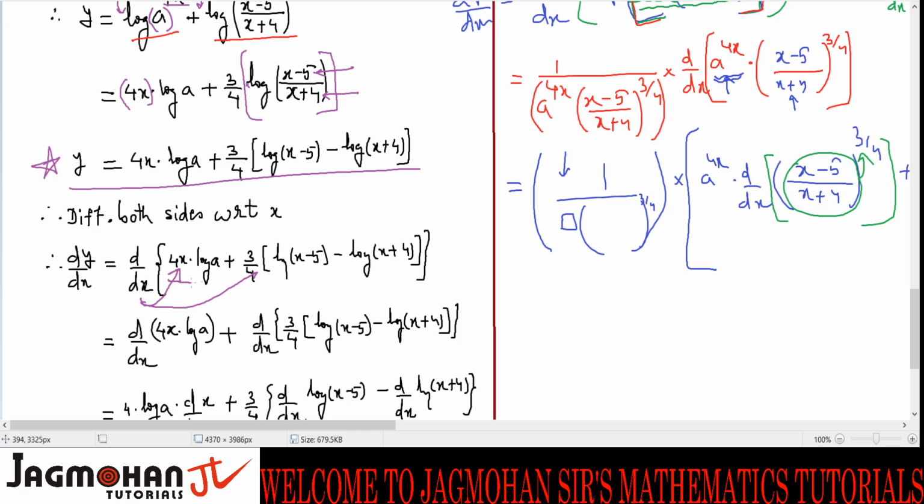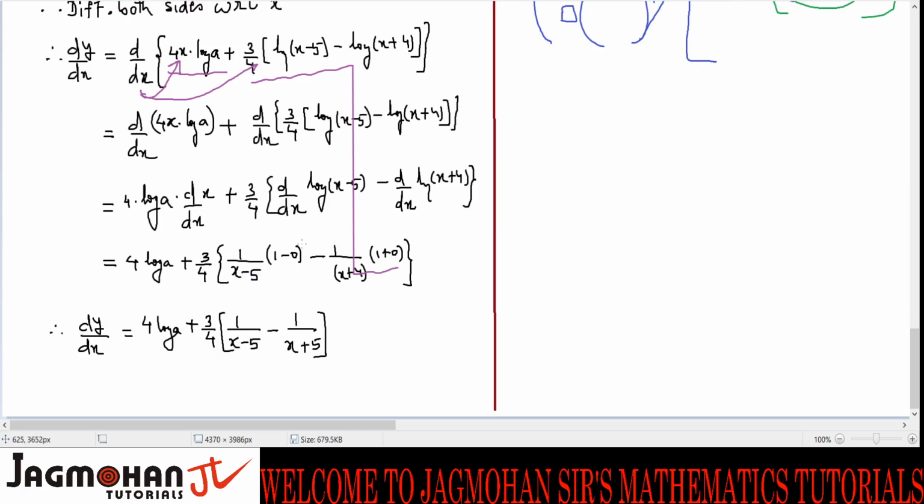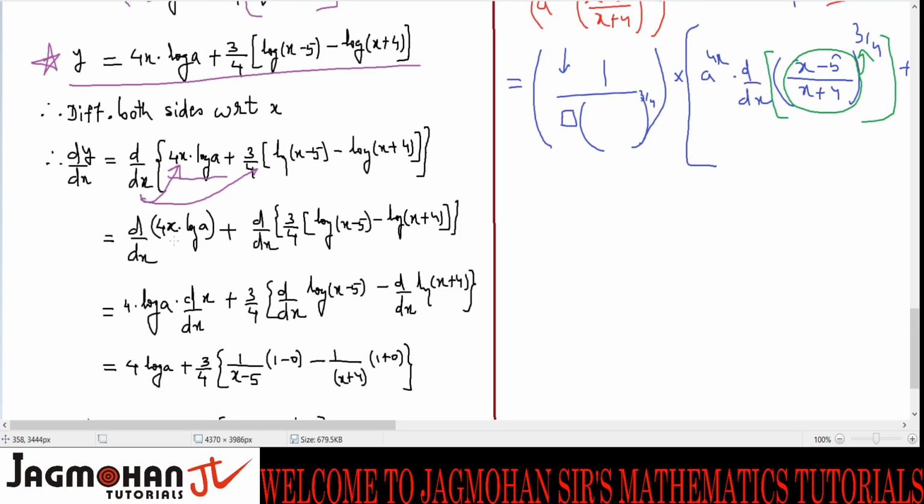So this is u, this is v. So it is d by dx of u plus v. So d by dx of 4x into log a plus d by dx of this whole thing. Next, check this. In 4x log a, except this x, 4 is a constant, log of a is a constant. They haven't said anything about a, so a is a constant. So 4 log a is written out, and d by dx of x.